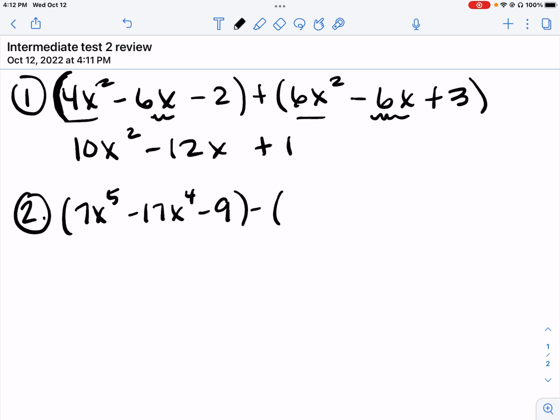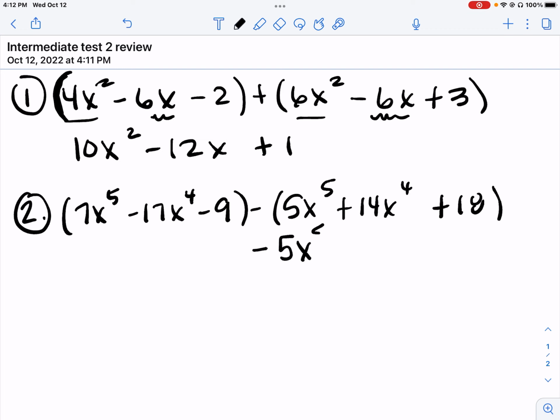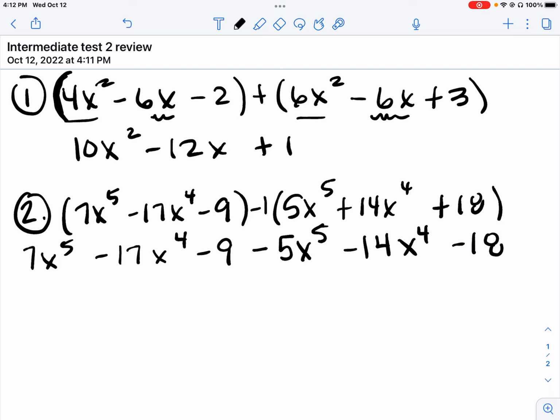Next, we have a subtraction problem. Subtract parentheses means we're going to subtract everything in that second parentheses. You can also think about it as distributing a negative 1. There's nothing in front of that first one, so all of those things stay the same. 7x^5 minus 5x^5.